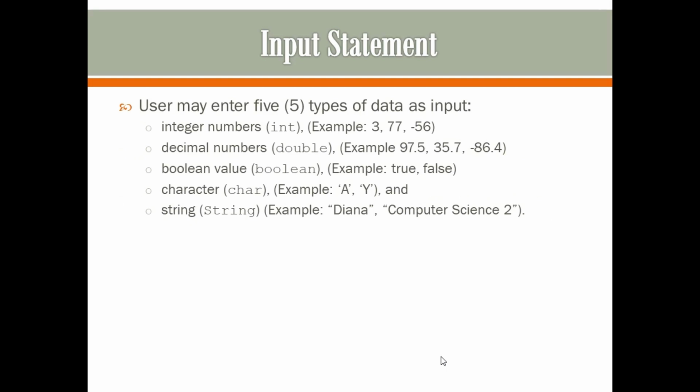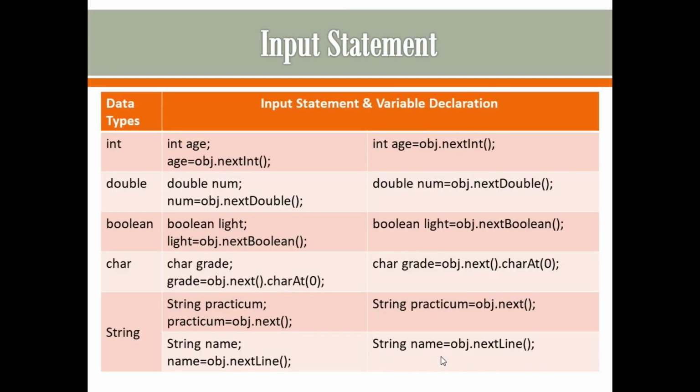Let's say the user may enter different types of data as input, such as integer, double, boolean, char, and string. Look at the integer data type. How do you write the input statement and the variable declaration? Here we have two different ways to write the input statement and variable declaration.